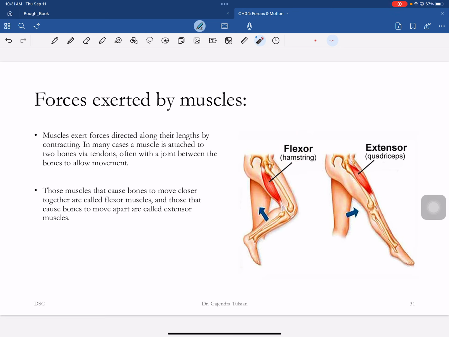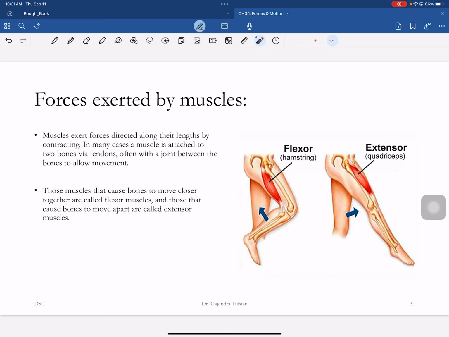Okay. Now, if you want to move the leg in this direction, now you want to stretch your leg, this muscle is not doing the job. It's this muscle that's doing the job. Because when this muscle contracts, it pulls the bone that way. So when a muscle is separating two bones, it's called an extensor muscle. When it's bringing two bones closer together, it's called a flexor muscle.